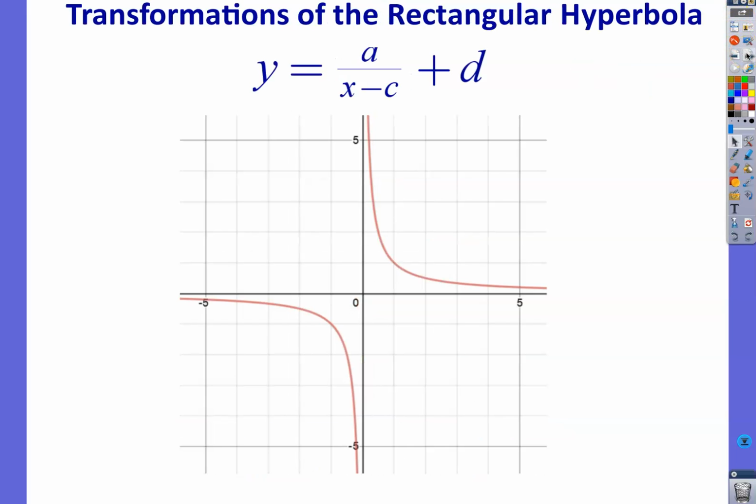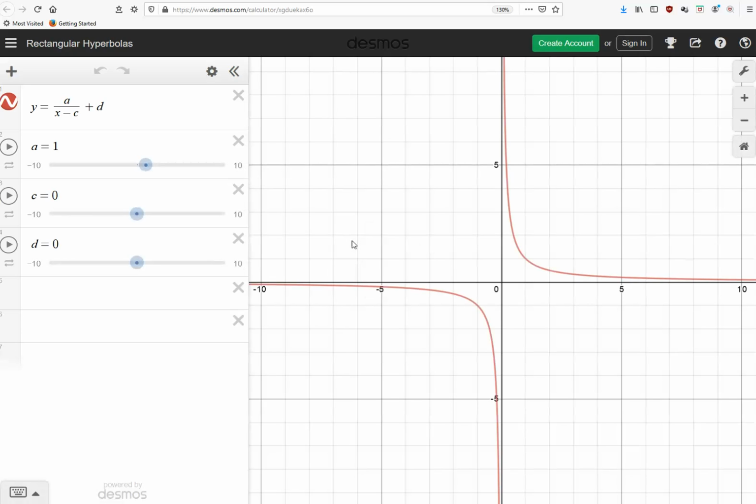Okay, so here's the basic equation, a over x take c, all plus d. So let's have a look at the effect of c and d on the hyperbola. So back to Desmos once again. So I'm going to move the c slider to the right 2 units. What do you think is going to happen to the graph? Well, let's try it and see.